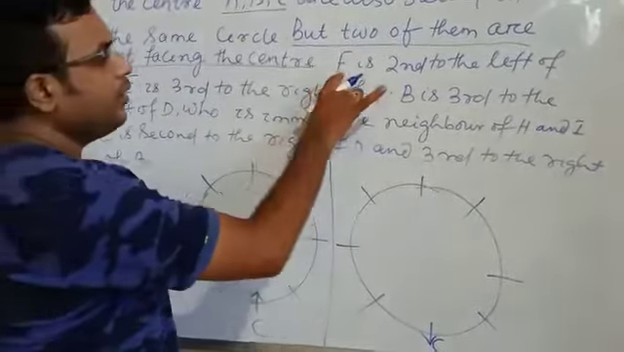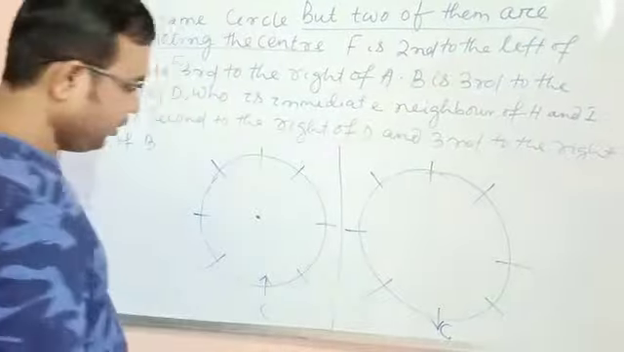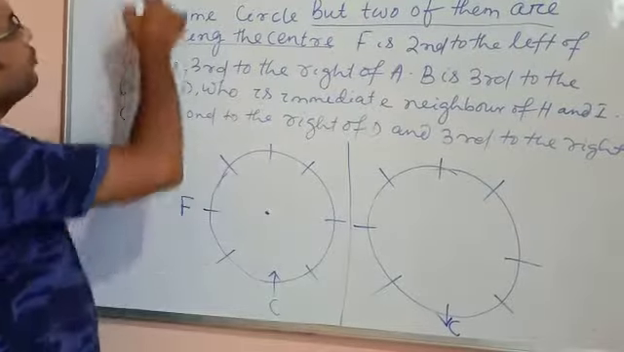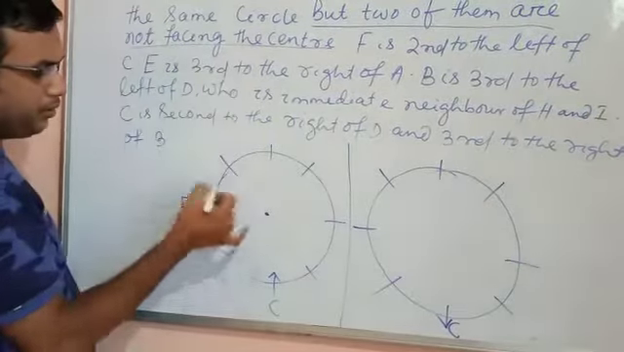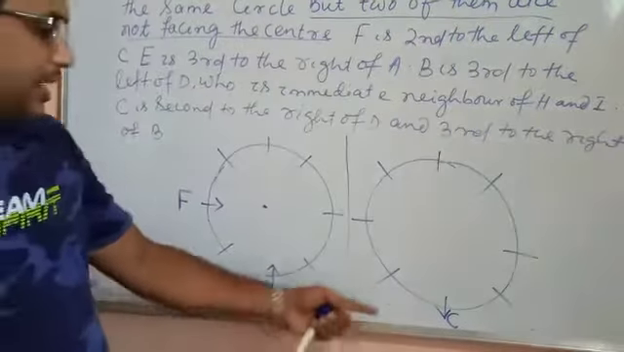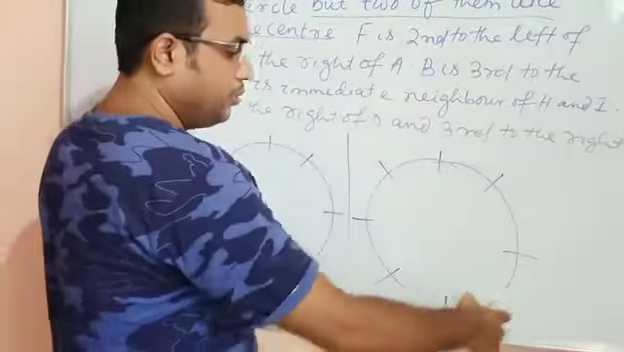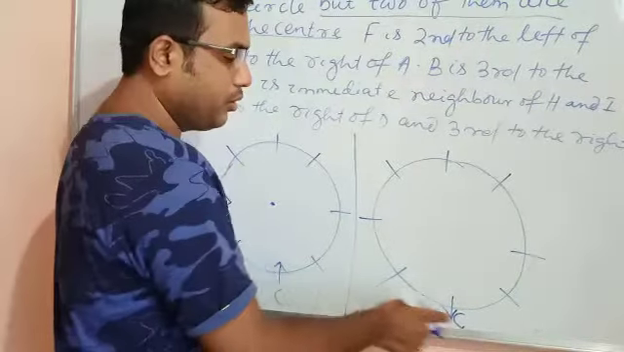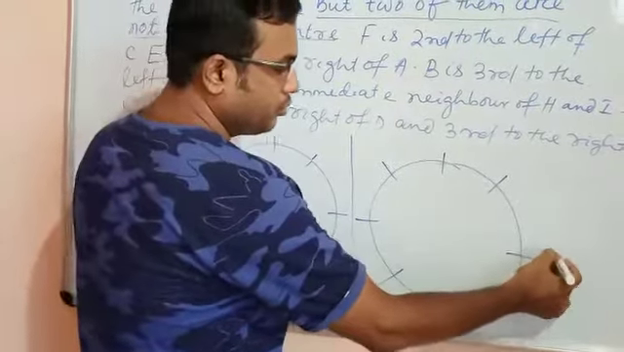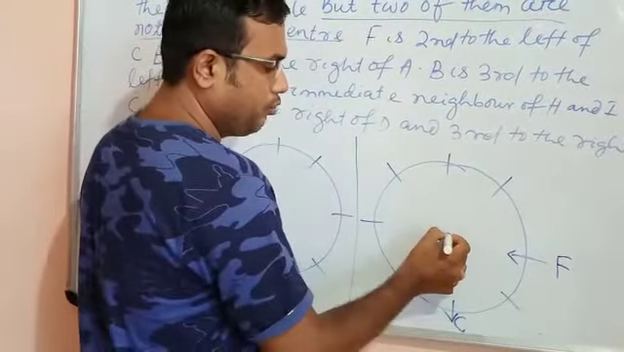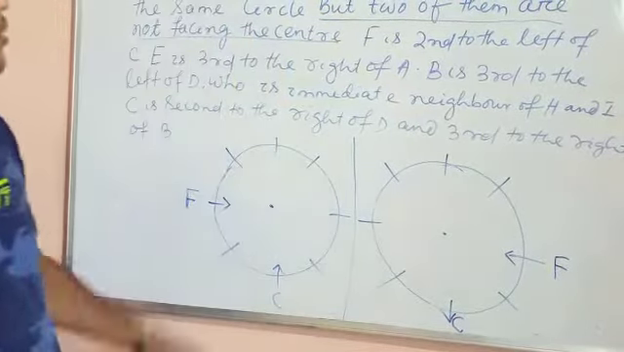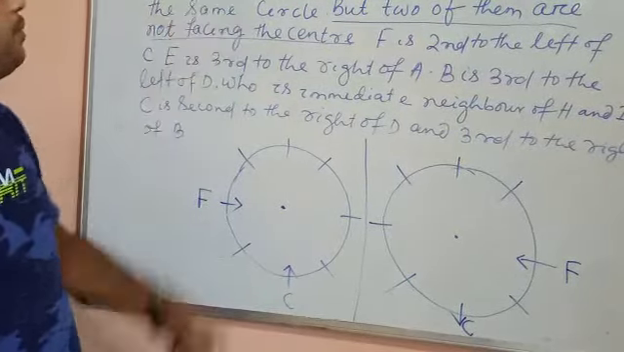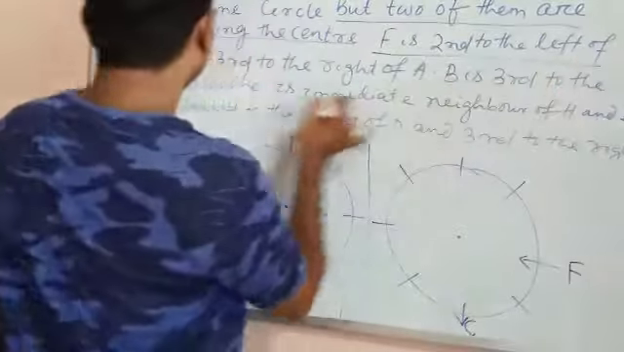And execute accordingly. F is the second to the left of C, so this is the left side. Obviously this is F. Now F is from the first group, so definitely facing towards the center. In the second figure, this is the left side. Determine properly which is the left and right side of the person. 1, 2. This is also F. F is facing towards the center, right? Because F is definitely facing towards the center because it is coming from the first group. Okay, so this one is now completed.